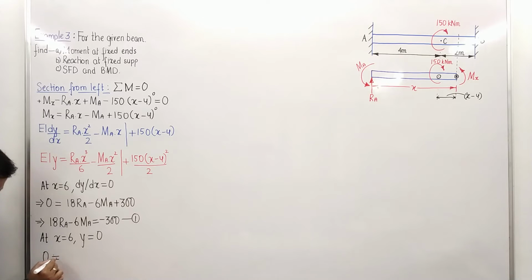is equal to, is this visible or not, this portion? Let me see in the camera. Yes, it's visible, perfectly visible.